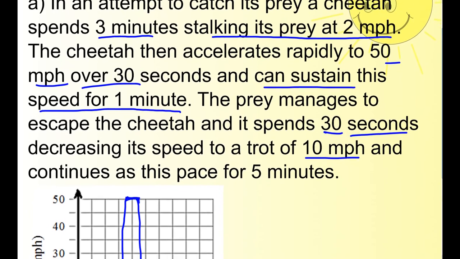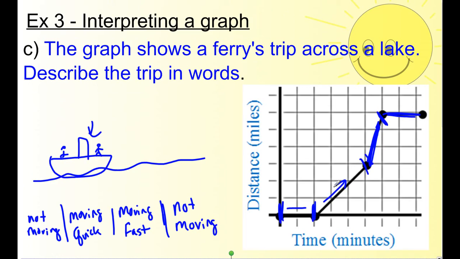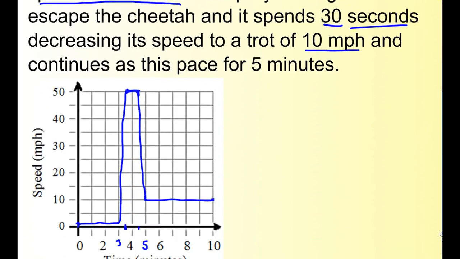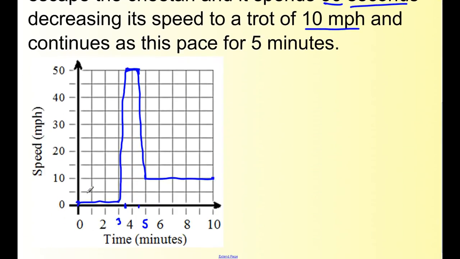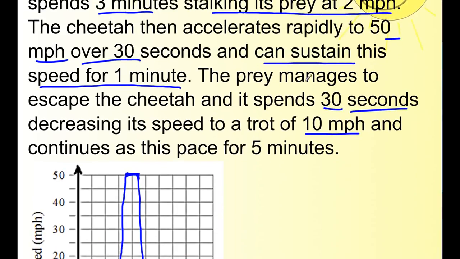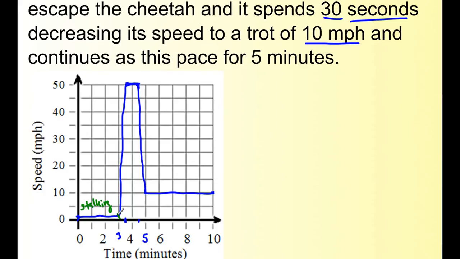Let's see. In an attempt to catch its prey, the cheetah spends 3 minutes stalking its prey. So right here in this section, it's stalking. Then it accelerates rapidly to 50 miles per hour for 30 seconds. So from here to here, we have the chase. So the cheetah speeds up. He's trying to catch his prey. He goes really quickly, and he's able to hold that speed for a minute. So now we're in the chase. And he's running. They're trying to catch each other, and the prey's trying to get away.